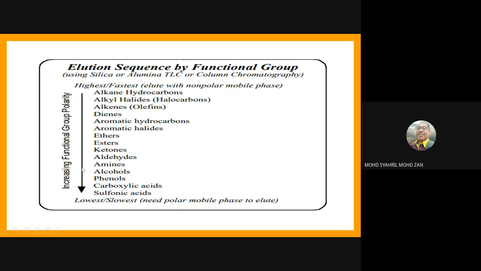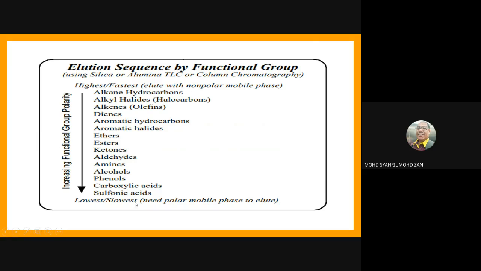So it increases with the polarity of the functional group. There are lots of functional groups. This is an example of all the functional groups: alkane hydrocarbon, alkyl halide, halocarbon, alkene olefins, dienes, aromatic hydrocarbon, aromatic halides, ethers, ester, ketone, aldehyde, amine, alcohol, phenols, carboxylic acids, and sulfonic acids.